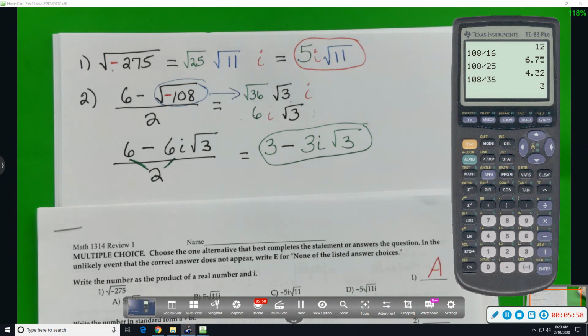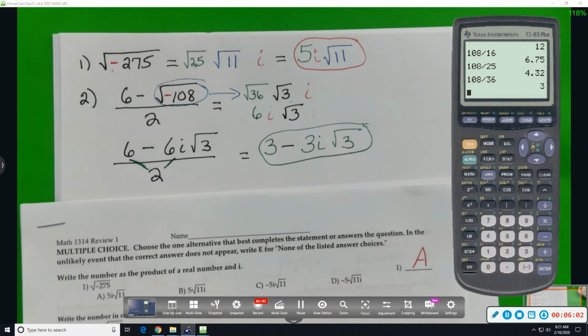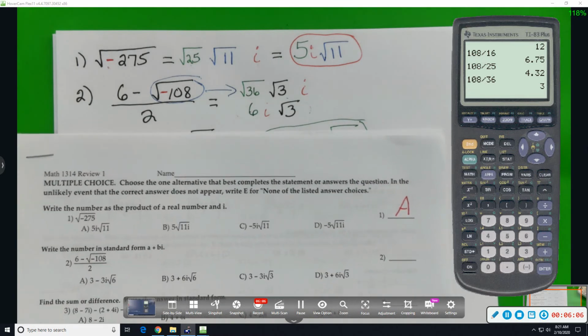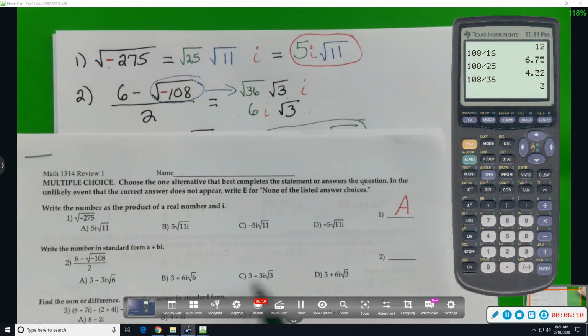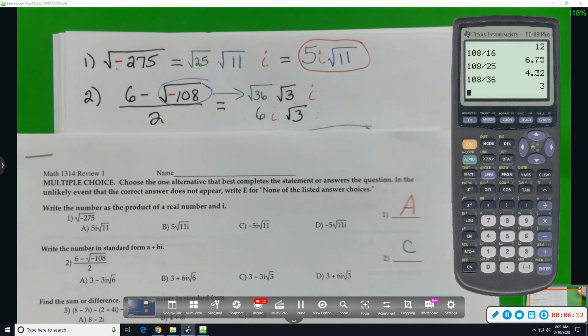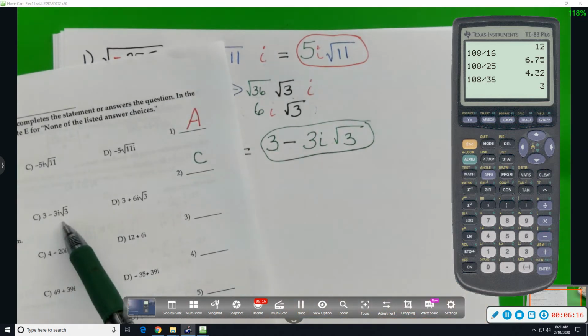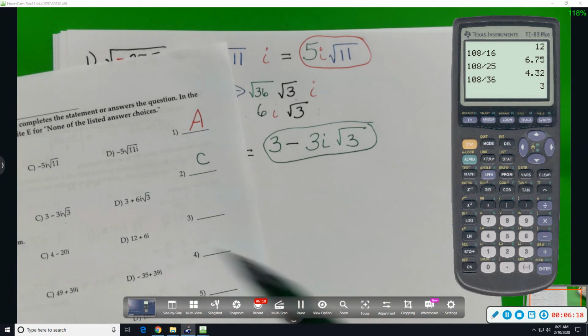Okay. And look closely at these answers. Okay, the multiple choice on your homework, you get a few guesses. Here on the test, this paper tells you only get one guess. I'm thinking it's C, isn't it? Is that it? 3 minus 3i square root of 3? Yeah. Okay.